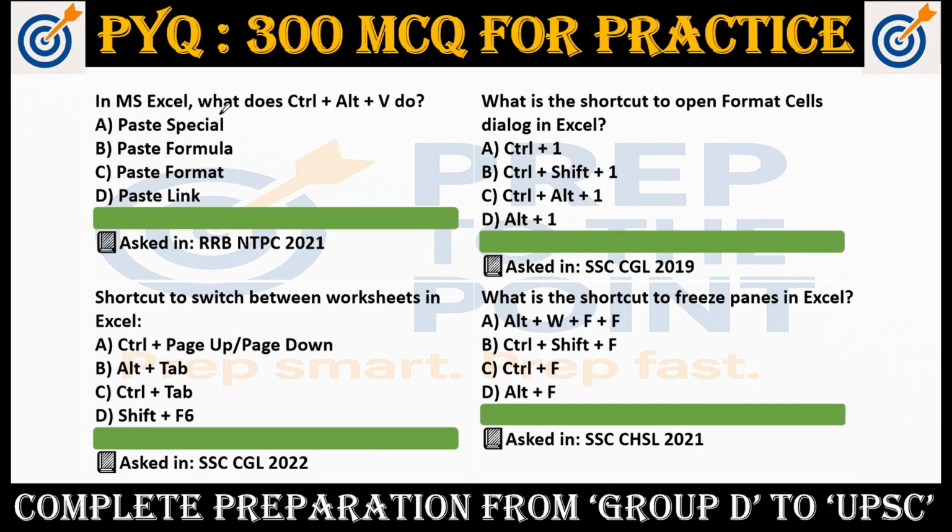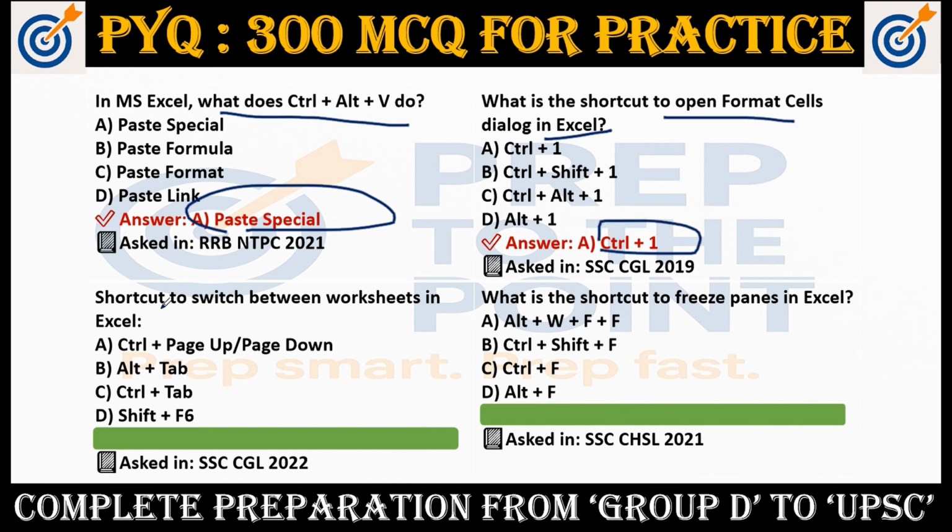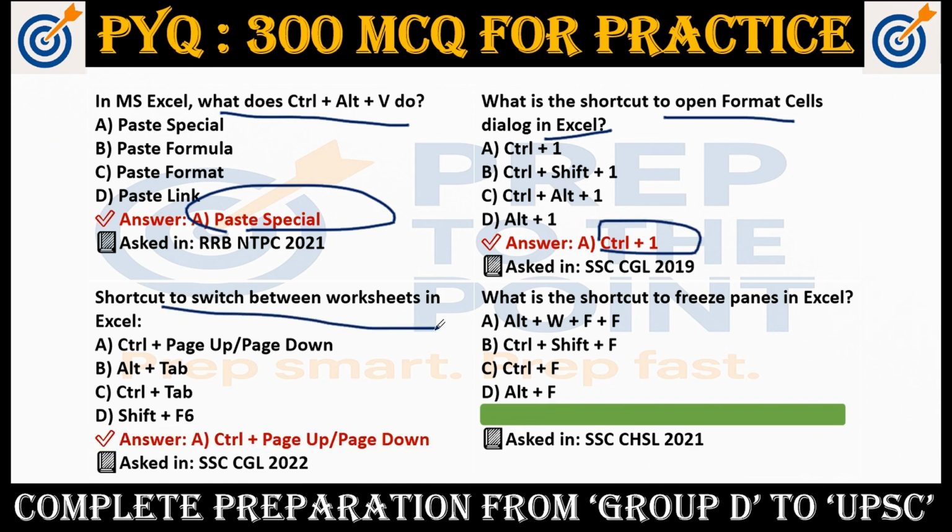What does Control Alt V do? Paste special. To open format cell dialogs in Excel, Control 1. To switch between worksheets in Excel, Control plus page up or page down.